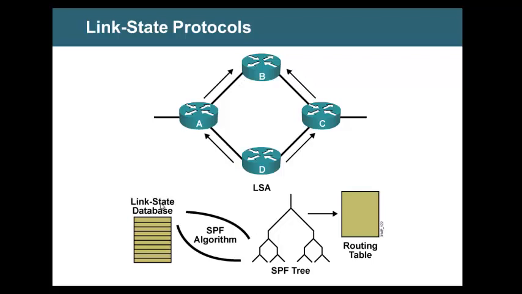So first the init state, two-way state, ExStart state, and then only this sharing of update, exchange state comes, LSS comes. That's a very good understanding. The DR election process happens in the ExStart state. If it is broadcast, the DR is elected. If it is point to point, there is no DR, there will be master-slave, and then the exchange starts.